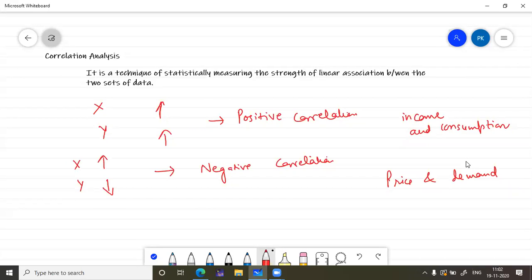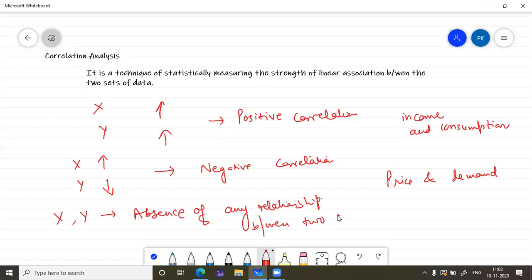And if there exists no relation between the data, absence of any relationship between two series, we say that there is zero correlation between them. But the converse is not always true. Means if zero correlation exists, then it's not necessary that the data sets are independent of each other. But not vice versa.